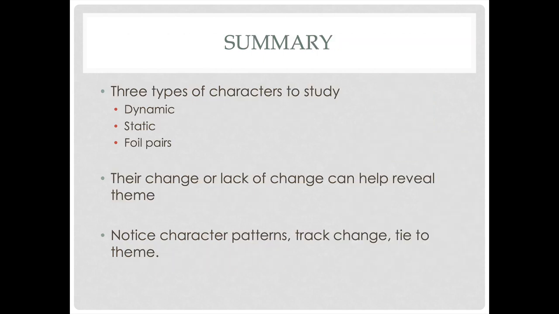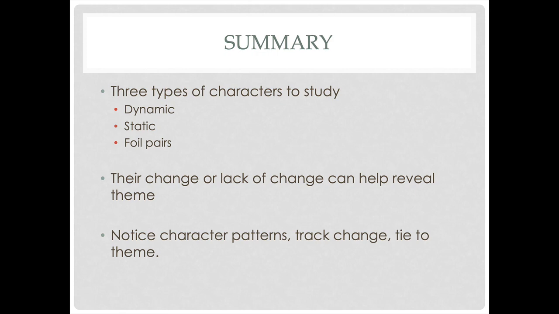So in sum, there are three main types of characters that we like to look at: the dynamic, static, and foil pairs. Their change or lack of change can help reveal theme. Remember, theme is what the author is trying to say about being human, about living a challenging life. And they have to do that through characters. Some characters will not change, and that will be revealing. Some characters will change, that will also be revealing.